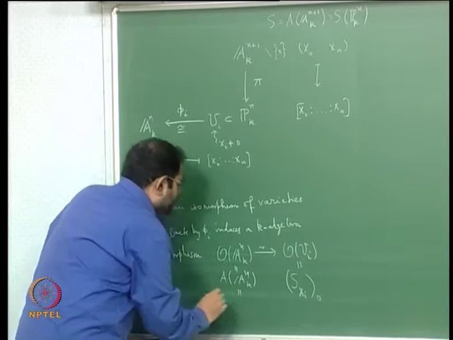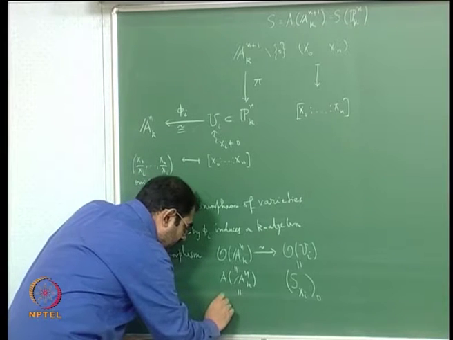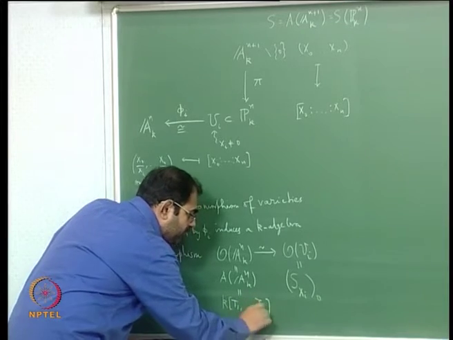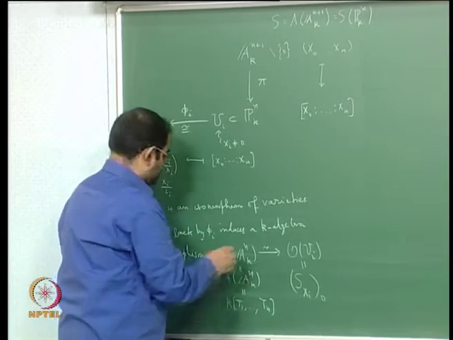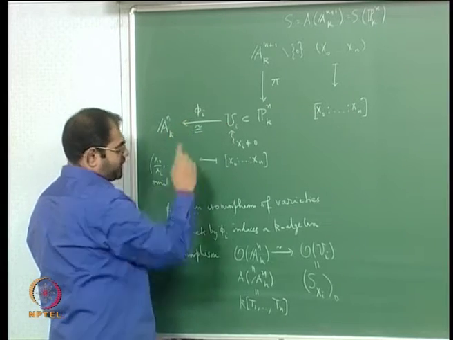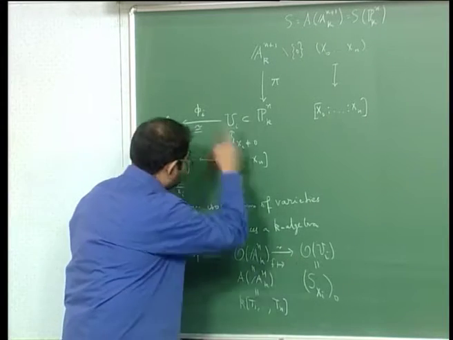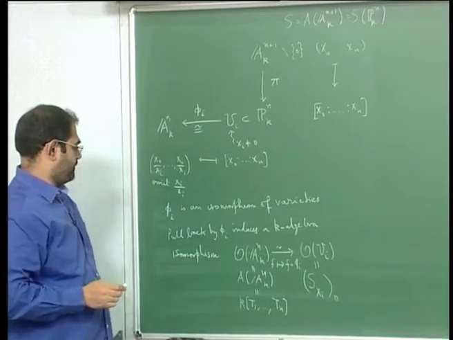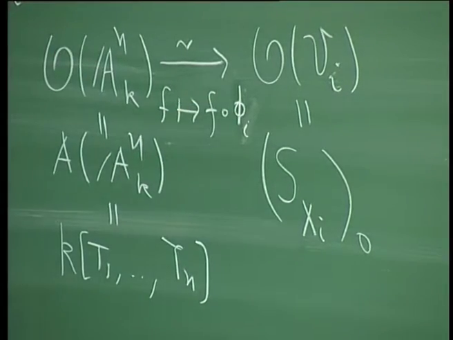If I call the coordinates on this affine space t1, t2, etc. up to tn, then this isomorphism is given by pullback of maps. The map is very simple. You give me a regular function f here, and its pullback is just composition with phi, so it is just f going to first apply phi, then apply f. So this is the pullback map, and this is an isomorphism.